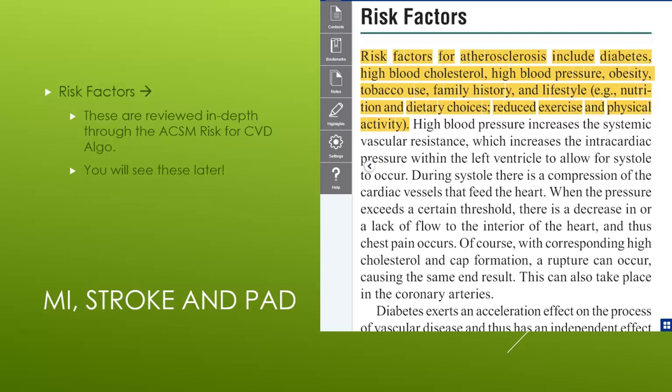So the risk factors for atherosclerosis include things like diabetes, high blood cholesterol, high blood pressure, obesity, tobacco use, family history, lifestyle. And you look at this and you go, okay, what are the things that are controllable, right? We know this risk factor for cardiovascular disease algorithm, and these are provided in another class pretty far in depth.